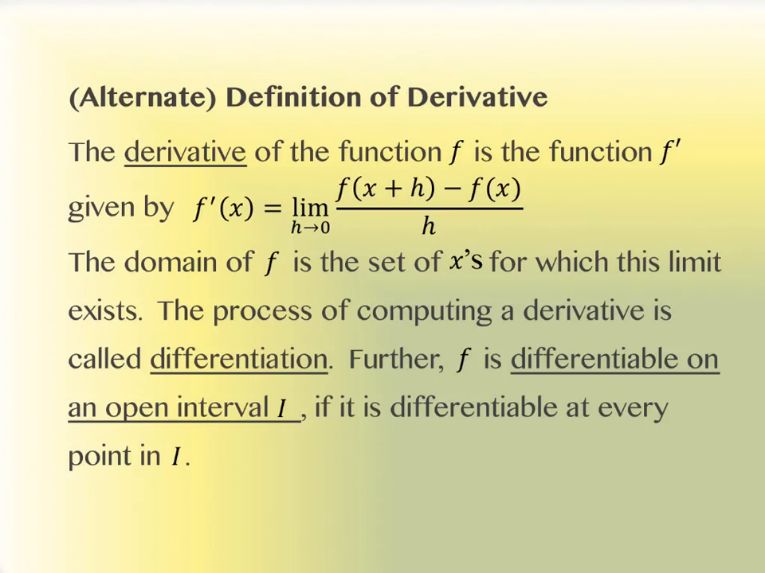We say f is differentiable on the interval I. This is an I. I know it almost looks like a 1 or something. It's actually the letter I, capital I. And it's differentiable on the interval I if it's differentiable at every point on the interval.